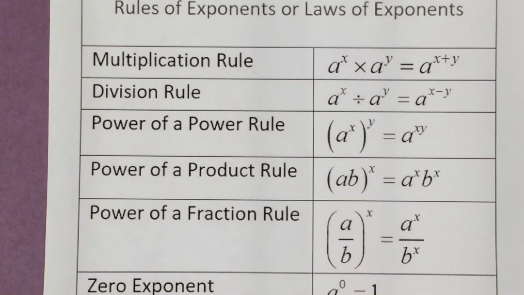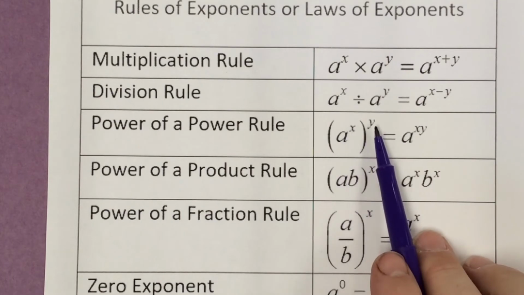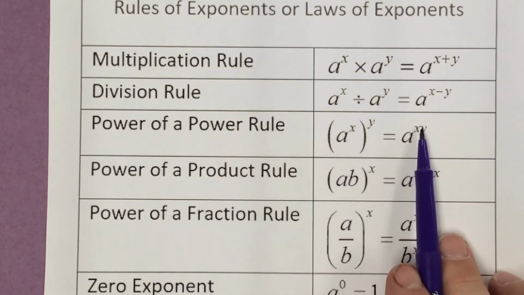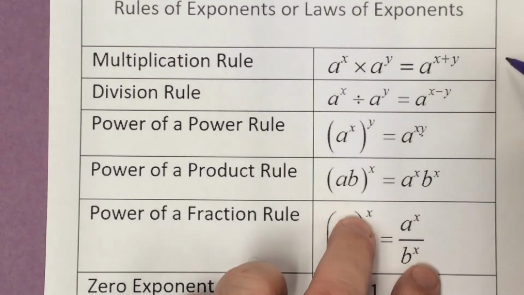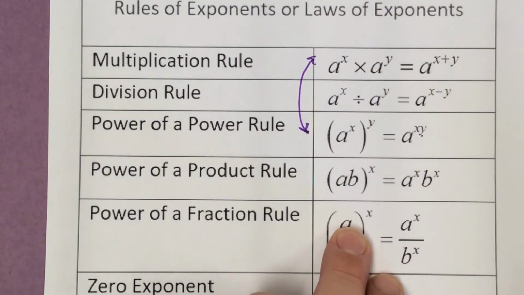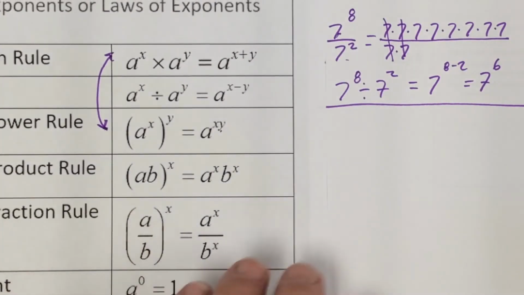The next rule we have is the power of a power rule. It sounds a little redundant. So we have a to the x, and then this is raised to the y. That's going to equal not a to the x plus y, but rather a to the x times y. Students often confuse these two rules about when it's appropriate to add and when it's appropriate to multiply. But let's take a look at the rationale for this third rule.